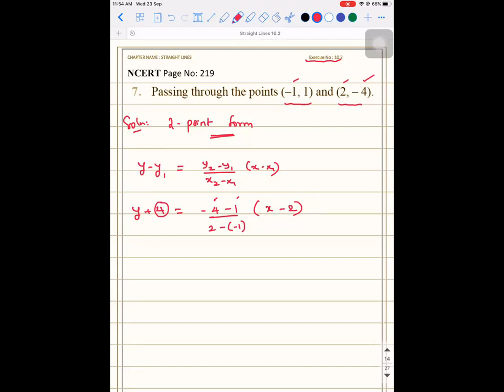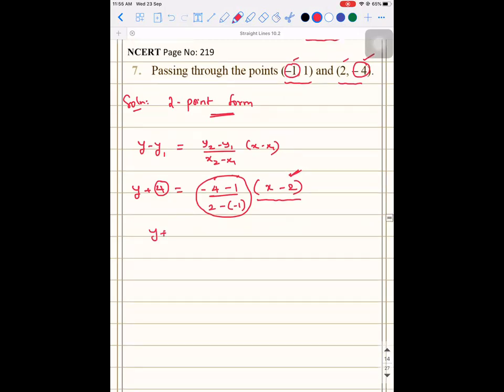However you take it, it will not make a big difference. There is nothing wrong. Whether you take y2 minus y1 by x2 minus x1 or y1 minus y2 by x1 minus x2, it will be the same because minus and minus will get cancelled. Yes, sir. But the obvious mistake that I made here is that I took the y coordinate from this point and the x coordinate from this point. That is wrong. You should not do that.